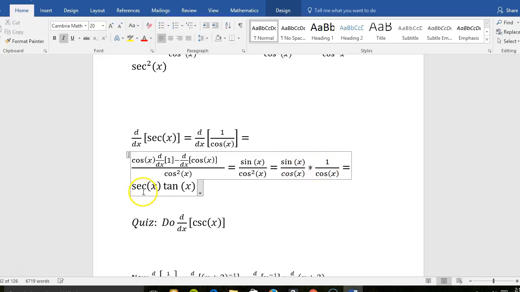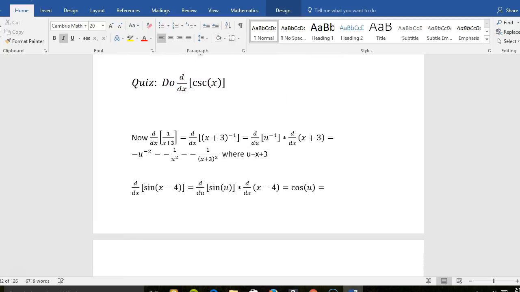So this is more commonly called the secant x times tan x, the secant tan. This is just a real common way to write the derivative of the secant of x. You'll see sec tan a lot more than you'll see sine over cosine squared, okay? May as well just get used to that. And I'll leave this one right here for you to do.